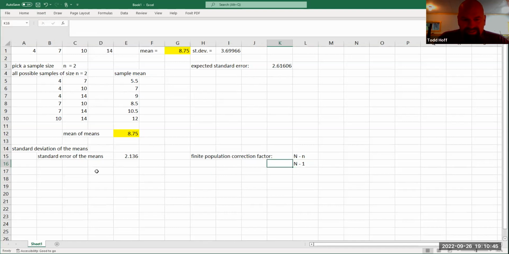So to do that calculation, we're going to take this value here, the expected, times that correction factor, the square root of 4 minus 2 divided by 4 minus 1. And that corrects for the fact that this is a very small population compared to our sample size. And you can see there we do get the exact same value. So let's back out of there.